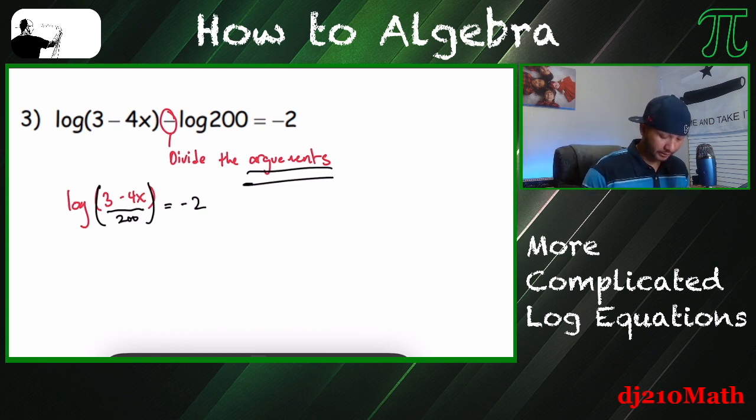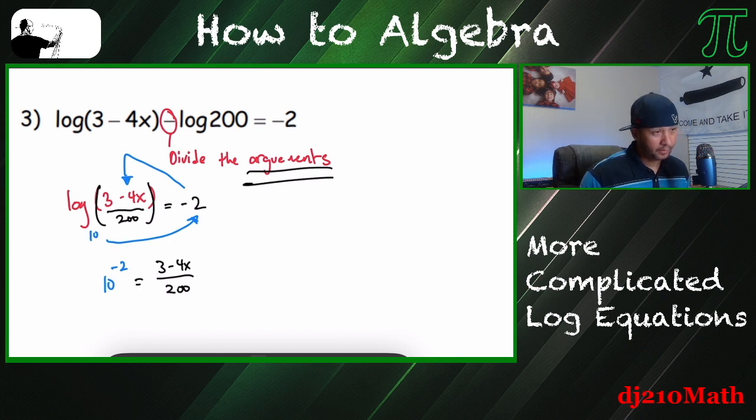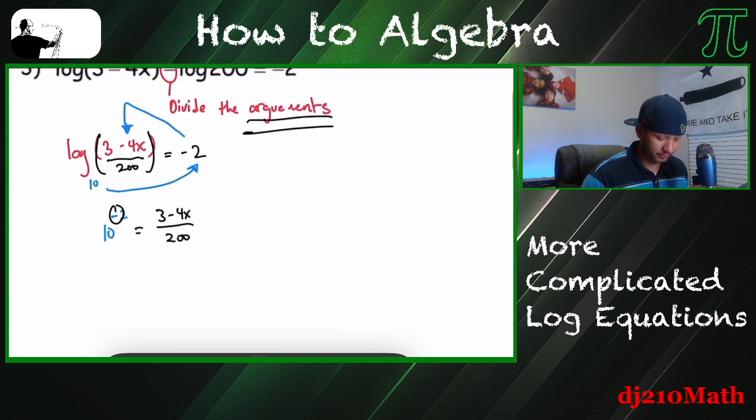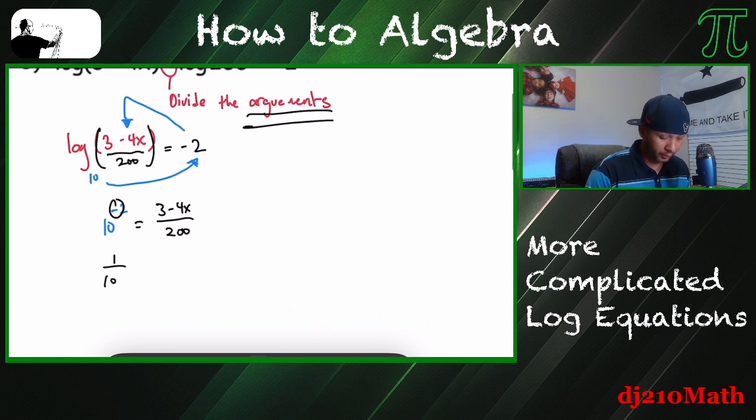Okay, rewriting this thing again, log base 10 raised to the negative 2 power equals whatever's right here. So 10 to the negative 2 equals 3 minus 4x divided by 200. Again, one variable. The exponent is for sure this negative 2. So that's going to push the 10 underneath 1 and square it. So this is 1 over 100.